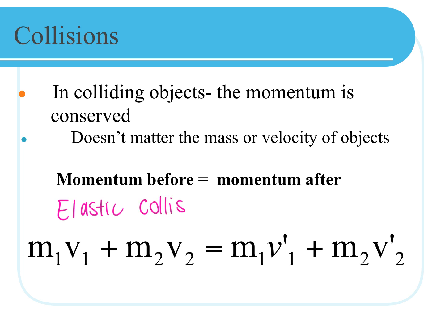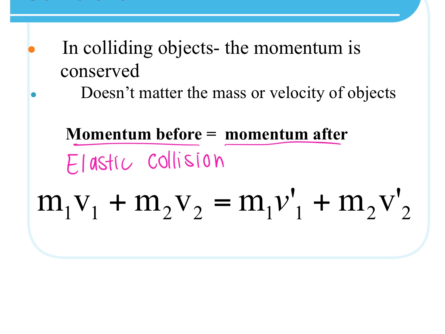Okay, this is the equation for an elastic collision. And we said that in an elastic collision, momentum is conserved. So all of the momentum before is going to equal all of the momentum after. And so here is our big equation showing that. Momentum of object 1 plus the momentum of object 2 is equal to the momentum of object 1 after and momentum of object 2 after.